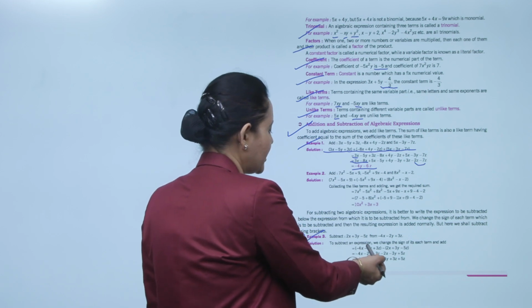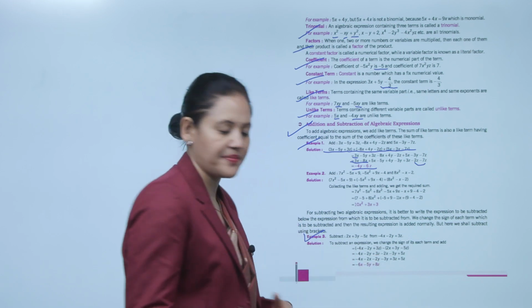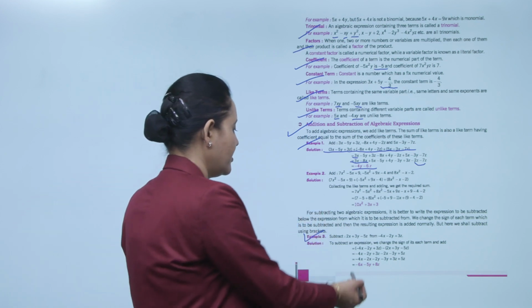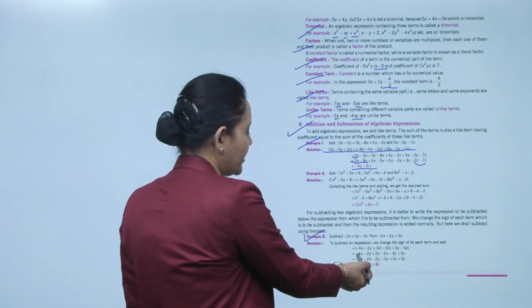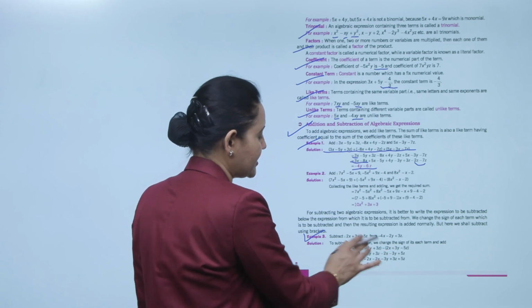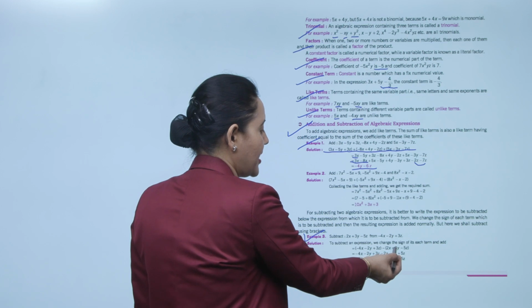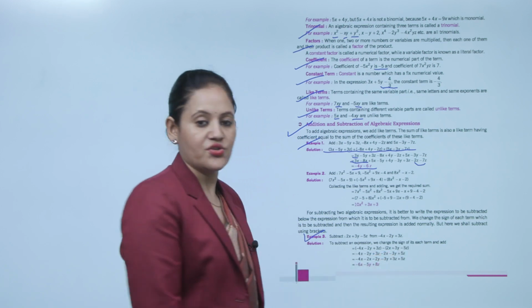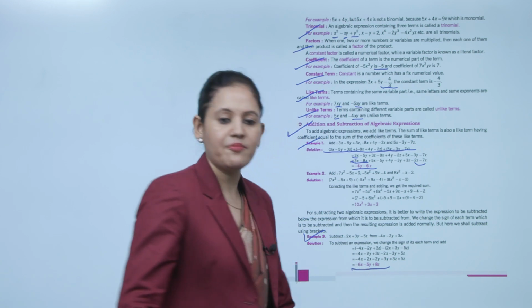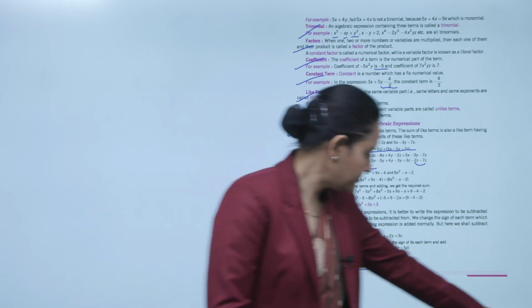So, from minus 4x minus 2y plus 3z we have to subtract 2x plus 3y minus 5z. So, minus 4x minus 2y plus 3z. Because there is a minus sign, the signs will change: minus 2x minus 3y plus 5z. Solving, we'll get minus 6x minus 5y plus 8z.